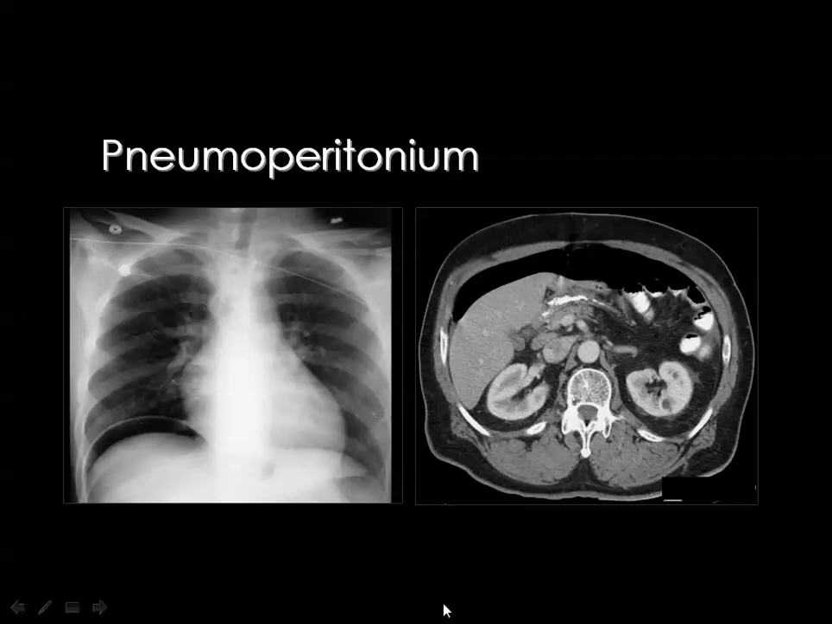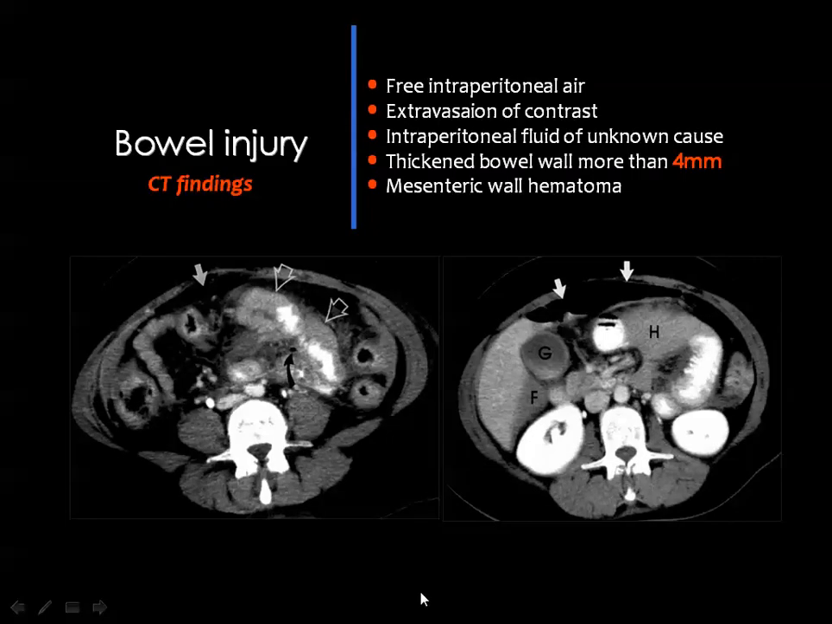Then whenever the patient had a history of blunt abdominal trauma and you got pneumoperitoneum, you should suspect perforated viscus. And here you can see the pneumoperitoneum is clearly and accurately evaluated by the erect chest X-ray. And you can see here, this is the right diaphragm, and this is air under the diaphragm, between the liver and the diaphragm. And you can appreciate the pneumoperitoneum in the CT scan as well.